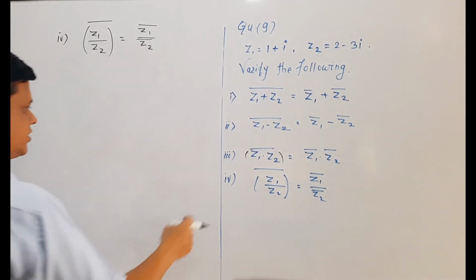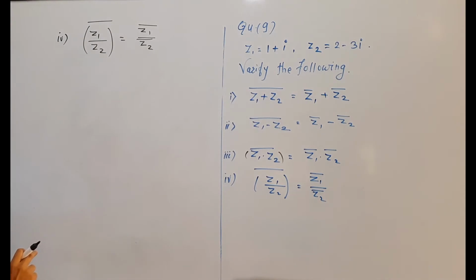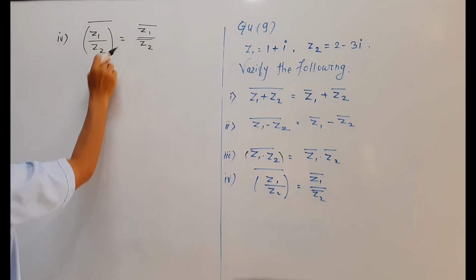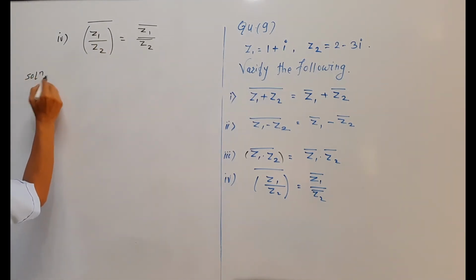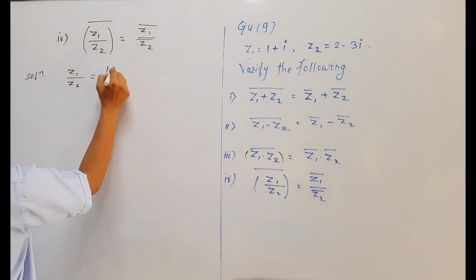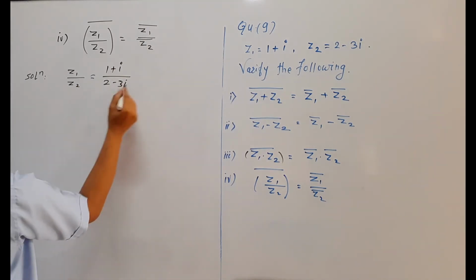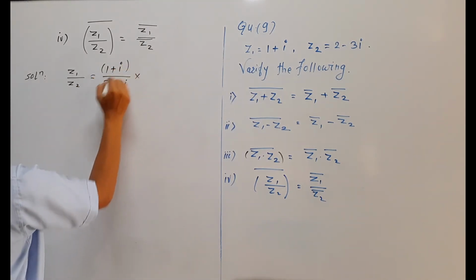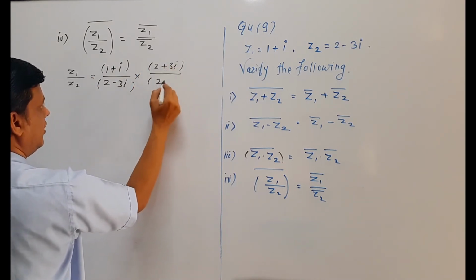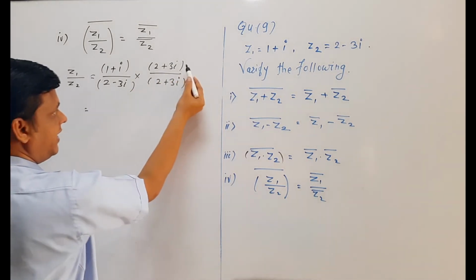Now see sub-question 4. The conjugate of z1 upon z2 equals the conjugate of z1 upon the conjugate of z2. So for that we calculate the value of this bracket first. So in solution, z1 upon z2 is equal to 1 plus i upon 2 minus 3i. We calculate this by taking the conjugate of the denominator. So we write here 2 plus 3i upon 2 plus 3i, which is the conjugate of this denominator. So we multiply and divide by its conjugate.